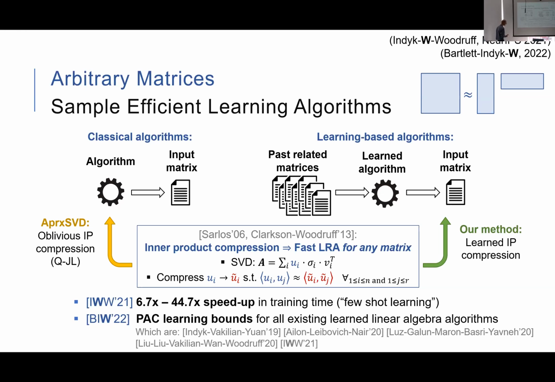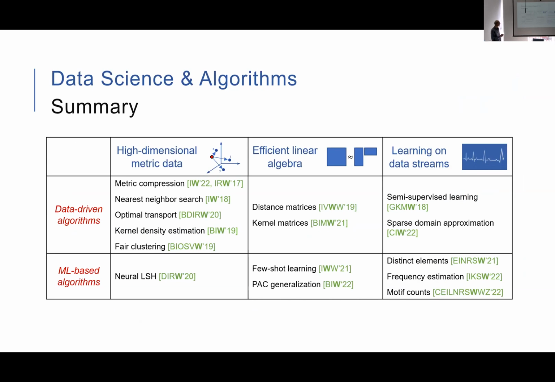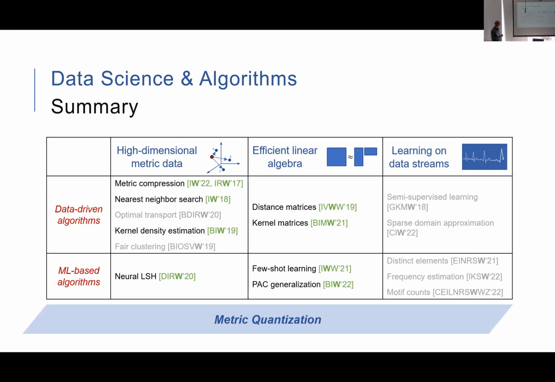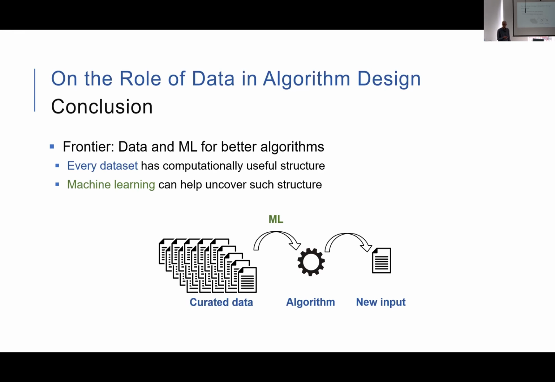Okay. So this is, I think, everything I want to say for the technical part of the talk. Let me just quickly summarize the whole talk. So again, this is the view of my work on this. These are the papers that I covered. Underlying techniques are the same set of techniques. More generally, the frontier here is to use data and machine learning for better algorithm design, with the principle that every data set potentially has some structure that you can exploit, and that machine learning can potentially help you uncover the structure.